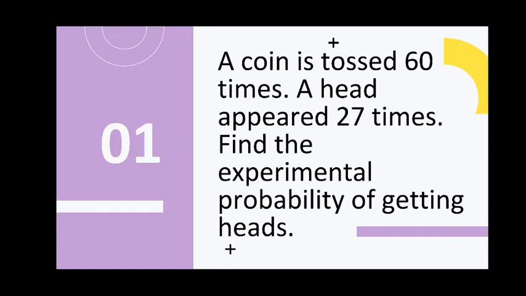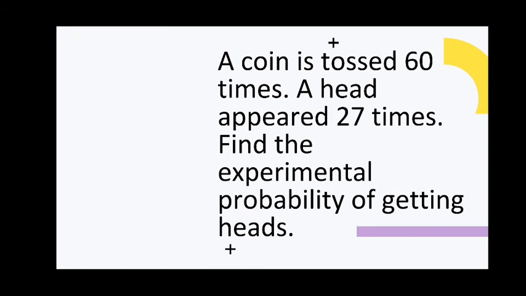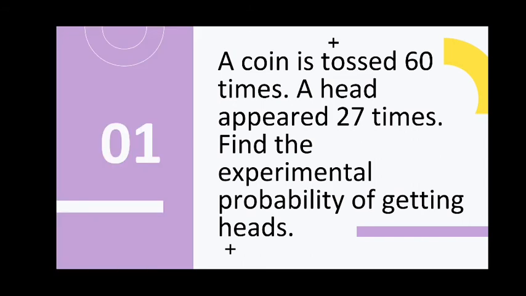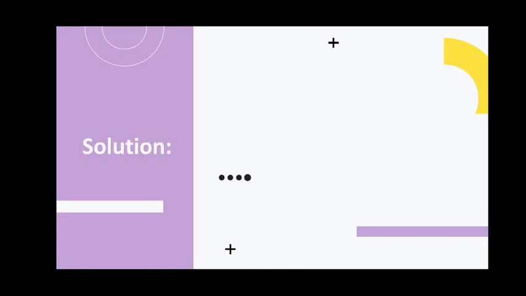Example number 1. A coin is tossed 60 times. A head appeared 27 times. Find the experimental probability of getting heads. Ngayon, isolve natin. This is the solution.